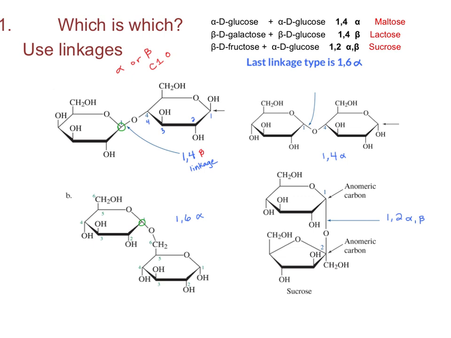And then the linkage that you need to know is the 1,4 alpha for maltose, 1,4 beta for lactose, 1,2 alpha beta for sucrose. So if you look on this picture, all of these different ones are shown. So make sure you can match maltose, lactose, and sucrose with what you see on this picture.